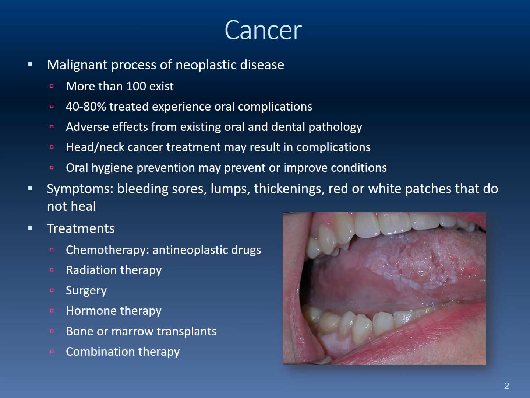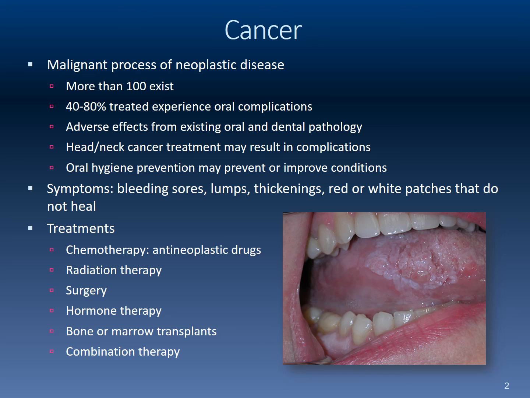This malignant process can involve as many as 100 different types of cancers. 40 to 80% of those treated will experience some type of oral complications, which makes cancer patients and their treatment very important to dental hygiene. Adverse effects from existing oral and dental pathology do play a role with cancer patients as well, and can lead to serious conditions such as advanced periodontal disease, more bleeding, and a lot of different complications such as thrush, which affect their health and their diet.